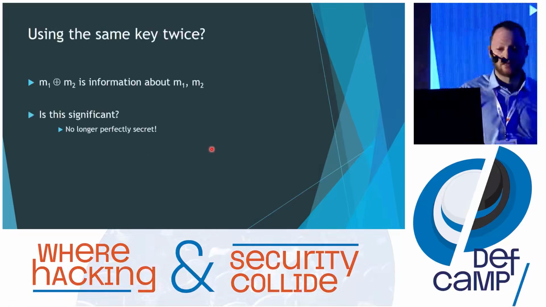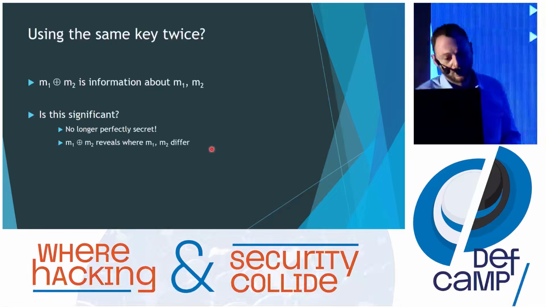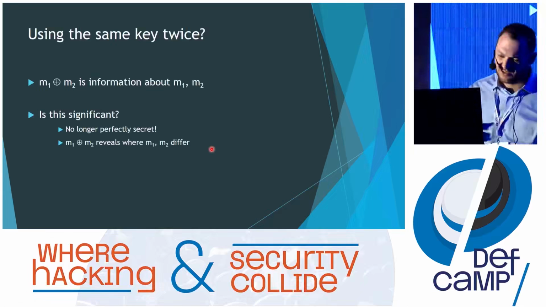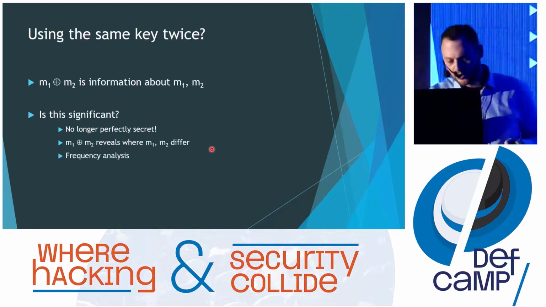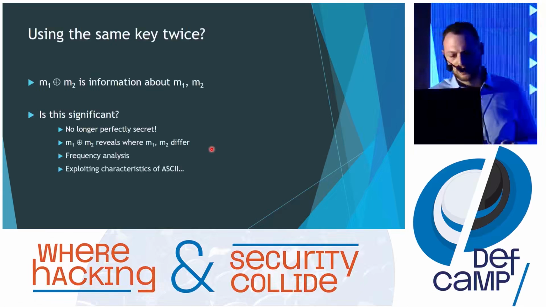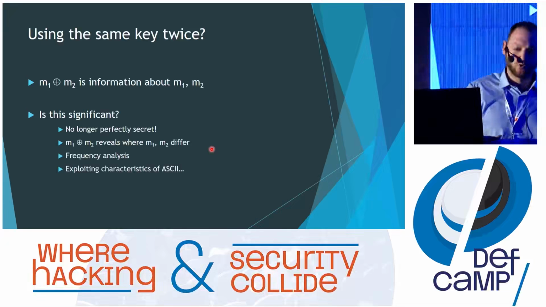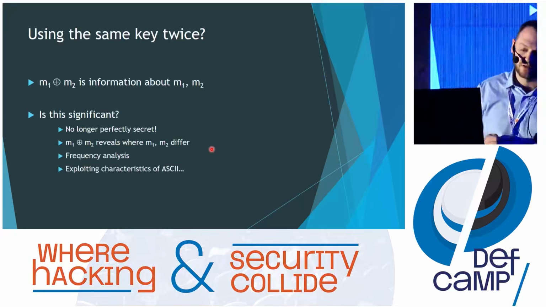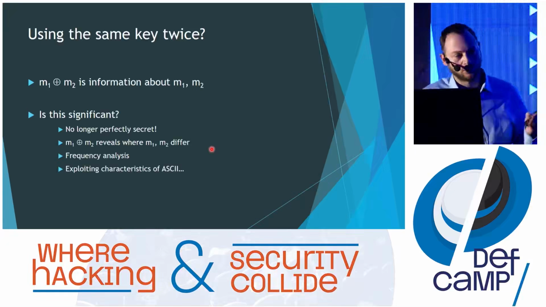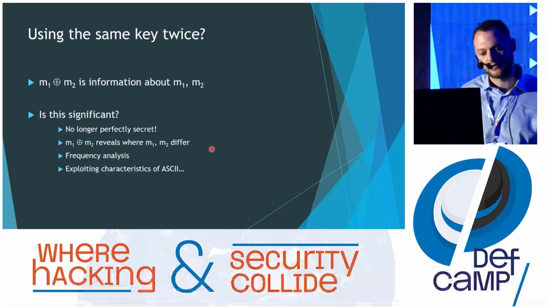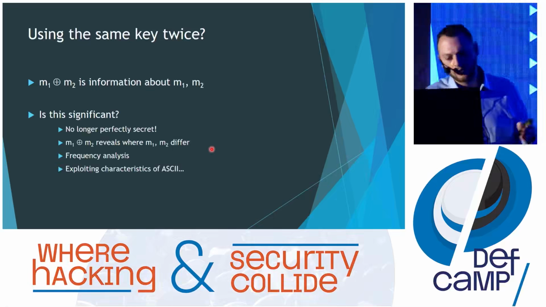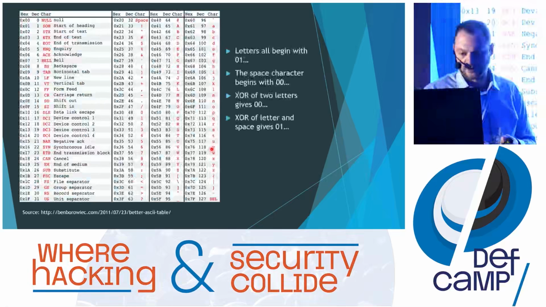Okay, we got it, but is it significant? Yes, it is. Because first of all, it's no longer perfect secret. Okay, it doesn't seem that it's really serious, but we will see it now. Also, when we XOR M0 and M1, we see where the bits of the messages differ. Because if they differ, we will get 1, and if they are the same, we will get 0. We can analyze the frequency and also exploit the characteristics of ASCII.